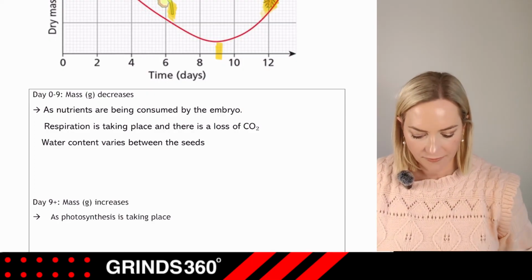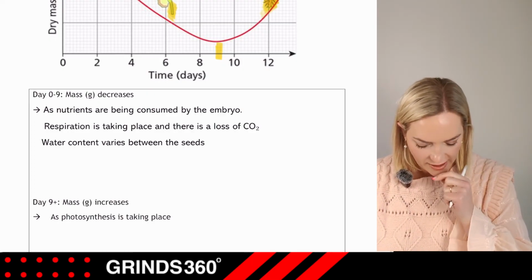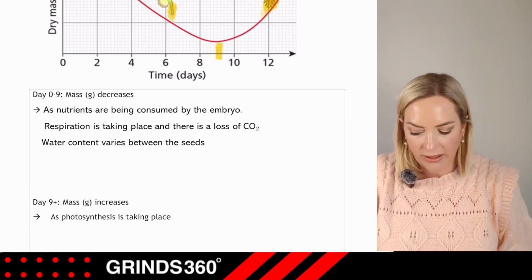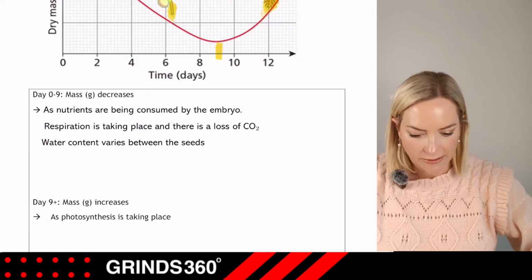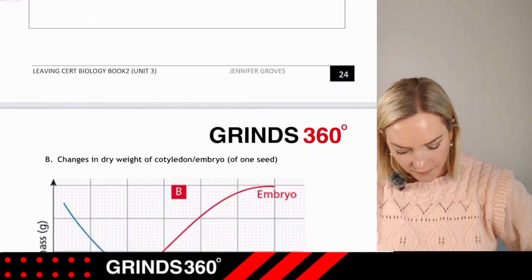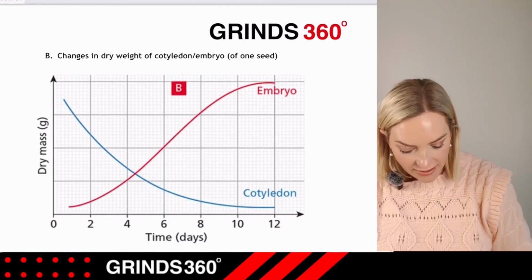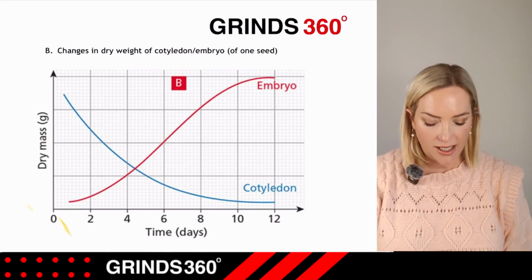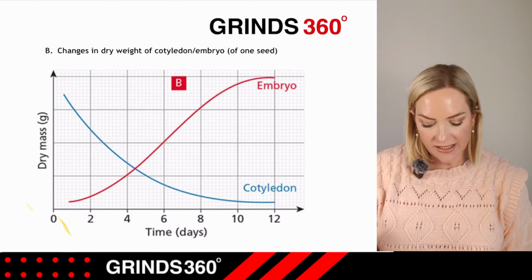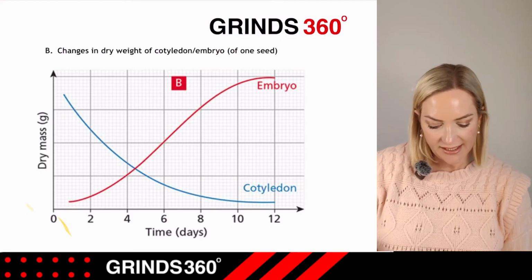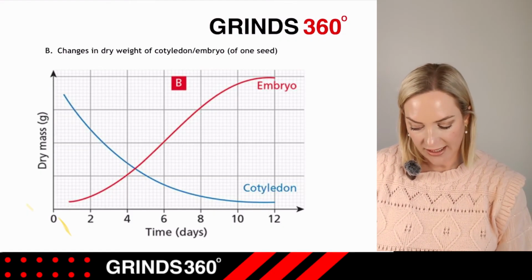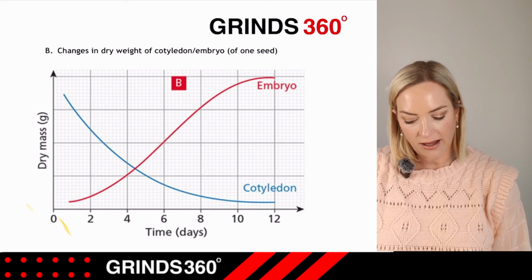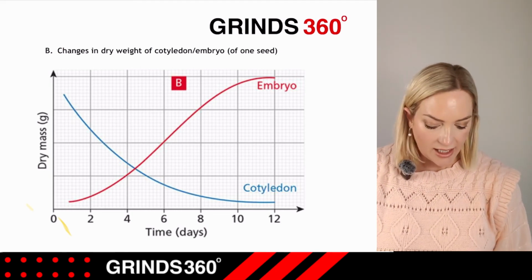And the last part, hopefully I have it down, we're going to look at and compare the embryo and the cotyledon mass as well. So, changes in dry weight of the cotyledon or the embryo of one seed. So the dry mass again on our y-axis, time here on our x-axis. So we can see from day 0 to day 4, 6, 8 that the dry mass of your seed here is increasing, and of my cotyledon it's high on day 1 and it's decreasing.